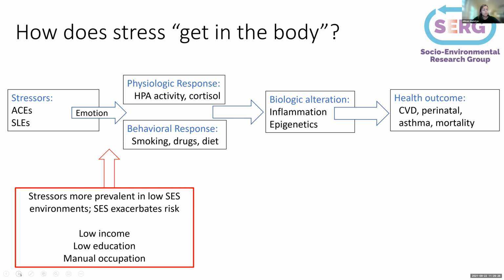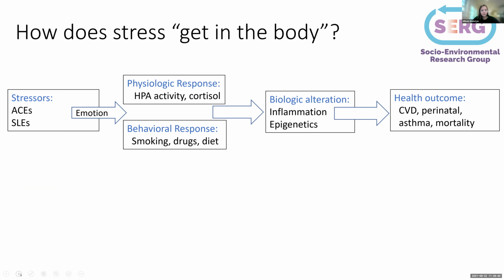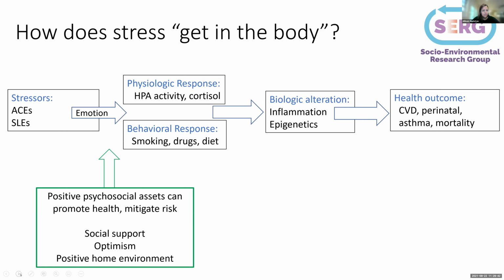Now, stressors are more prevalent in low socioeconomic environments, and socioeconomic status indexed by income, education, and occupation could be exacerbating this risk, could be making it worse. Likewise, positive psychosocial assets can promote health and mitigate risk. So good things we have in our lives like social support, optimism, living in a positive home environment during childhood, these factors can work to buffer the deleterious effects of stress that might help interrupt this set of pathways and help to promote our health.